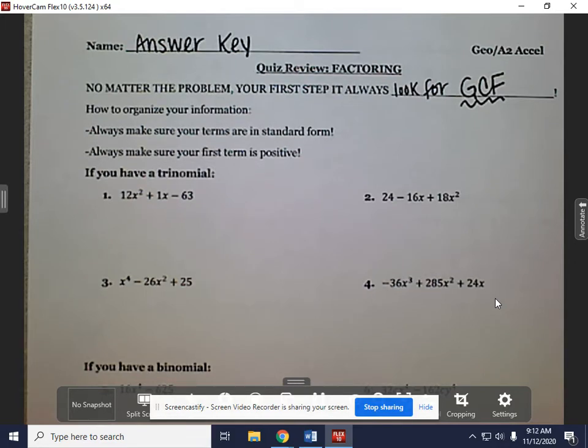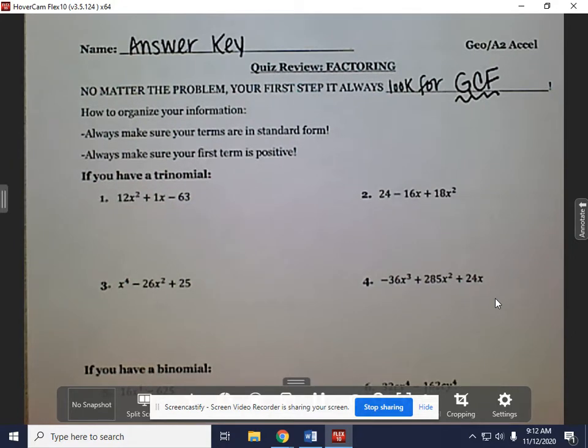Some other things, how to organize your information. Always make sure your terms are in standard form, so from highest exponent to lowest. You might have to do a little bit of rearranging, and always make sure your first term is positive. If it's not positive, you would just take out a -1 like a GCF to make it positive. That's something you want to do.